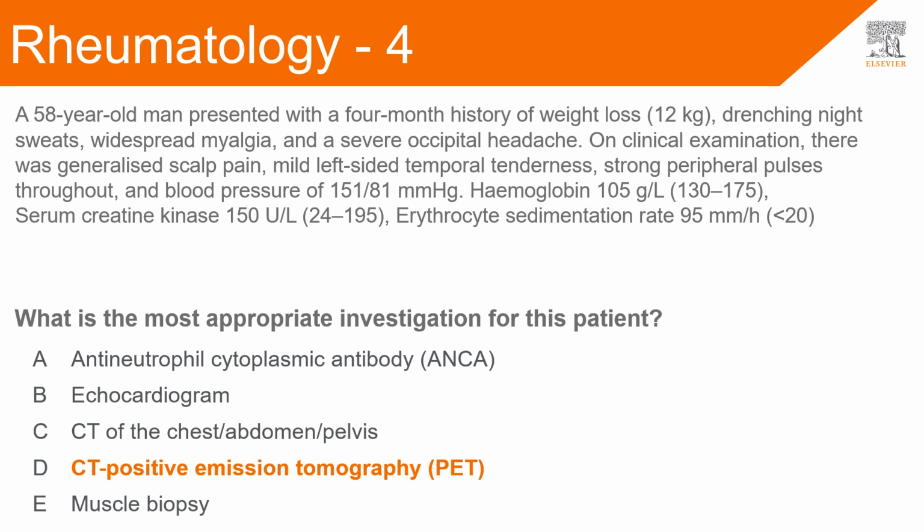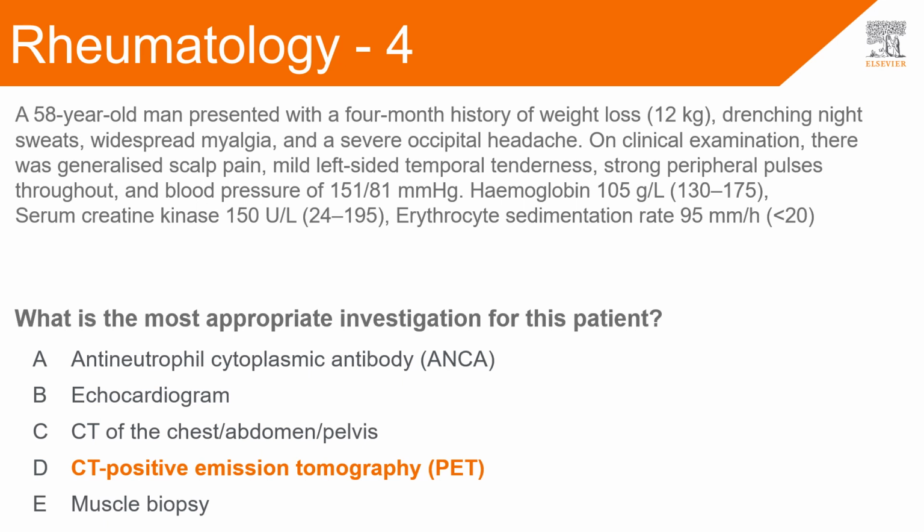It's the age group. It fits. It's very common in the over 50s, and this particular chap is 58 as well. GCA also causes elevated inflammatory markers, ESR and CRP. And obviously, we may want to go for a temporal artery biopsy or ultrasound, depending on the guidelines that you want to follow.